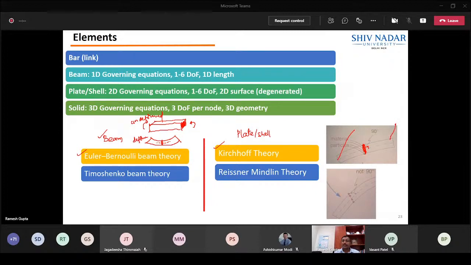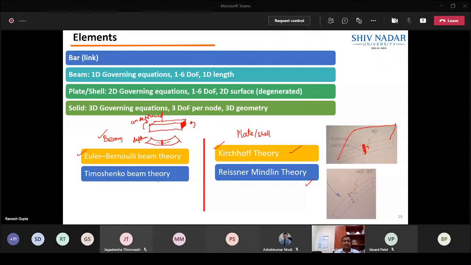You have other dimensions, like a plate. Here, instead of looking at just a cross section, in the case of a plate or a shell, it is the normal. The normal remains 90 degrees in the case of Kirchhoff theory, whereas in the case of Reissner-Mindlin theory, that is not exactly 90 degrees; it is more or less than 90 degrees.